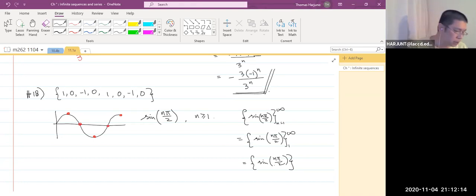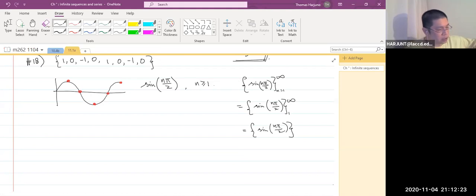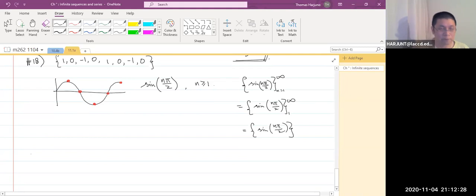Okay, now let's go on with the core. Why do we want to learn sequence? The main reason we learn sequence is because we want to see if it is convergent or divergent.